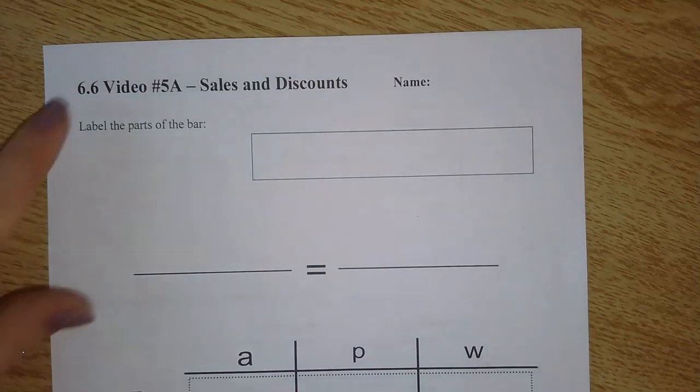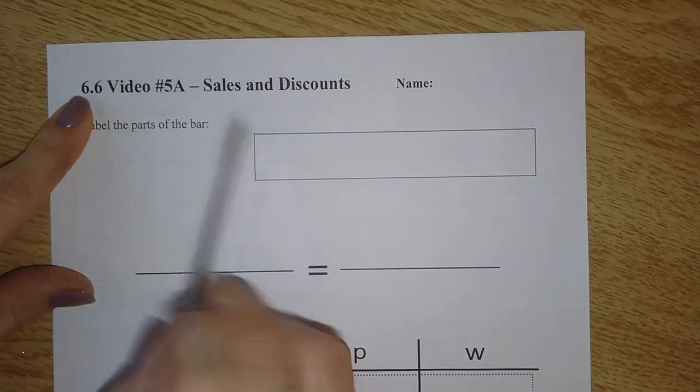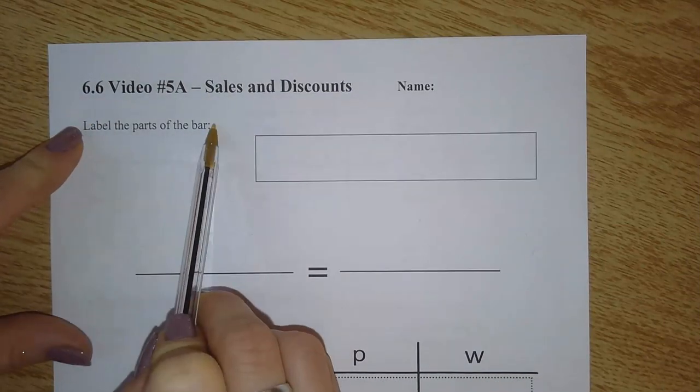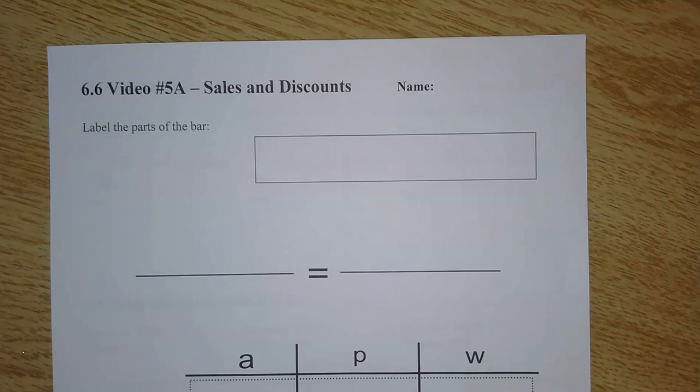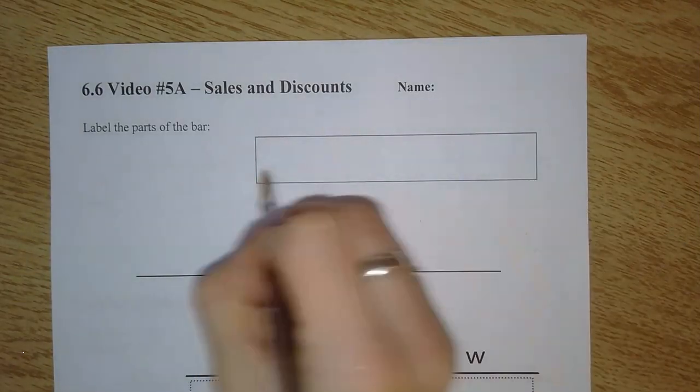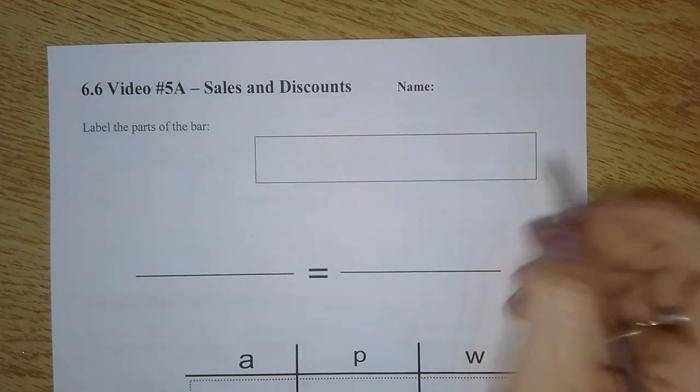Okay, this is the first video for section 6.6. We're talking about sales and discounts here. First, I want to set up this bar to help us picture what's going on. So let's say you go to the store and you buy something, and we have this tape diagram, or this bar, to help us picture it, right?